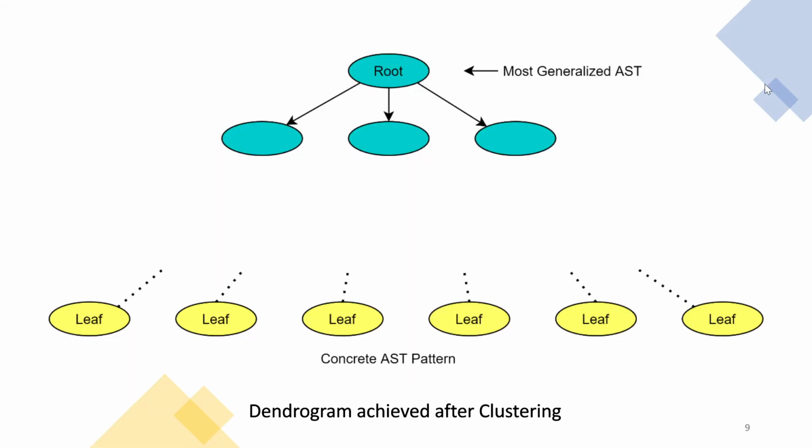Here is the dendrogram that we use to find solutions. In the dendrogram, the root at the top is the most generalized AST, and at the very bottom, the leaves are the concrete AST patterns. For our purpose, we want it as less generic as possible, because when it is generalized, it contains less information, and we want more information. That's why we do not like generalized ASTs. We want some concrete ones.